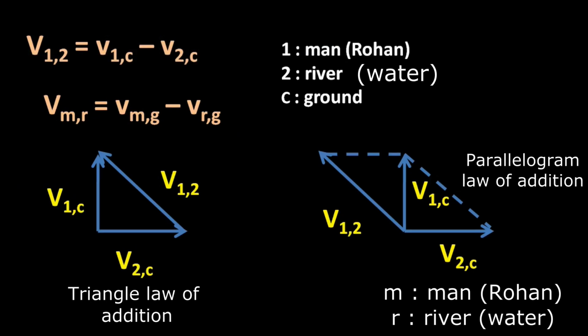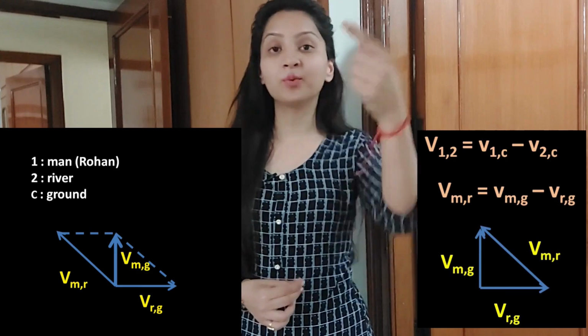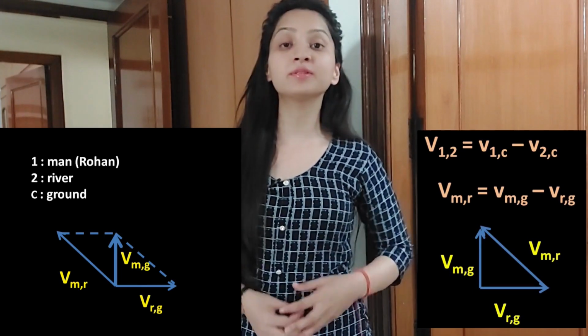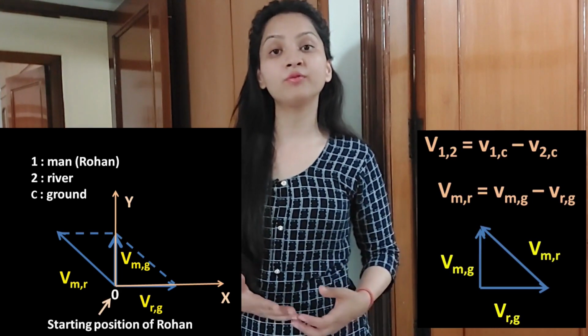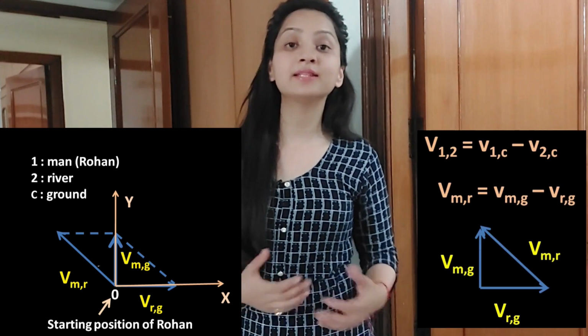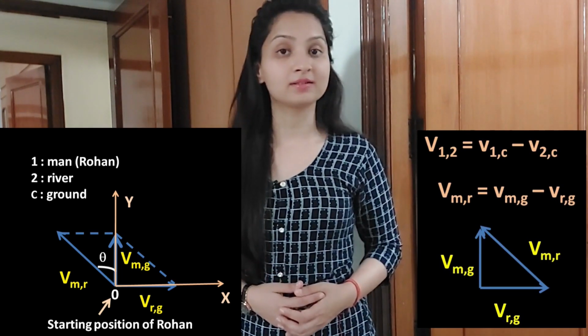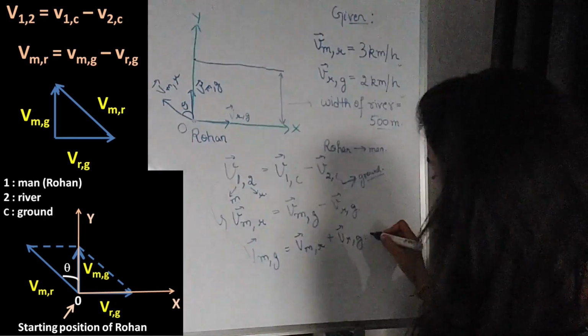If I talk of velocity of Rohan with respect to water, that will be equal to velocity of Rohan with respect to ground minus velocity of water with respect to ground. Since Rohan has to reach the point directly opposite to the starting point and Rohan himself is sitting on the origin, you can suppose the direction of the velocity of Rohan with respect to water making an angle theta with the y-axis. So now I cannot take two things at a time. So I have to solve this.